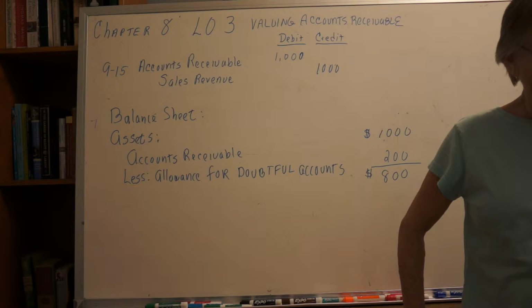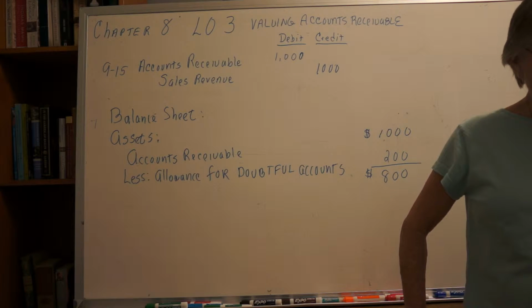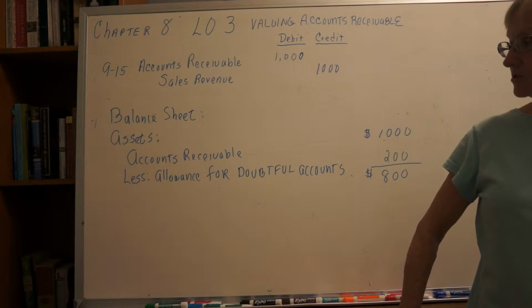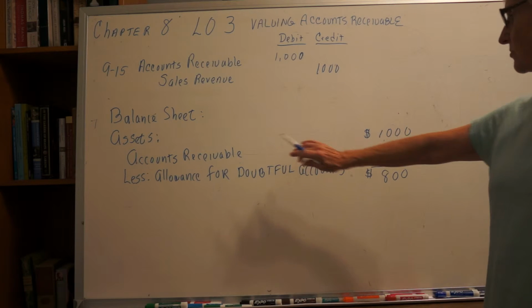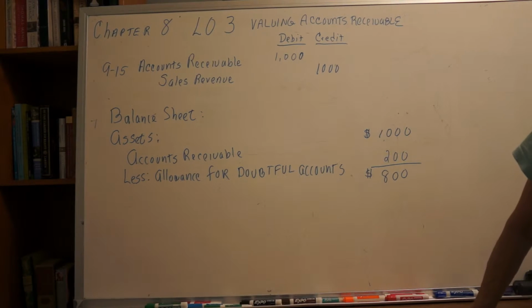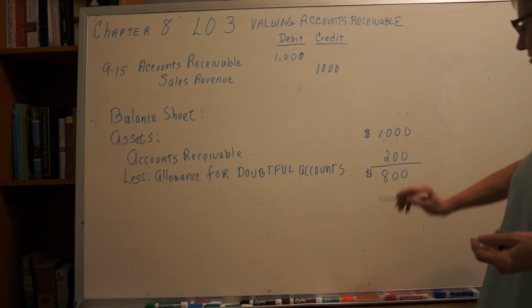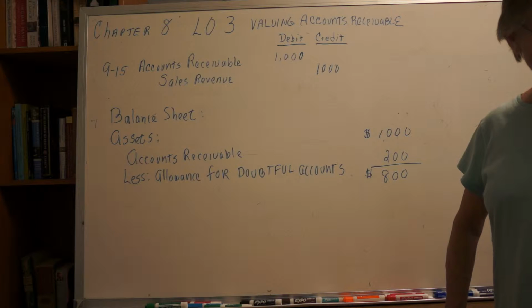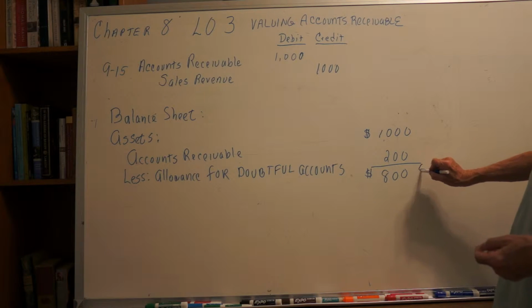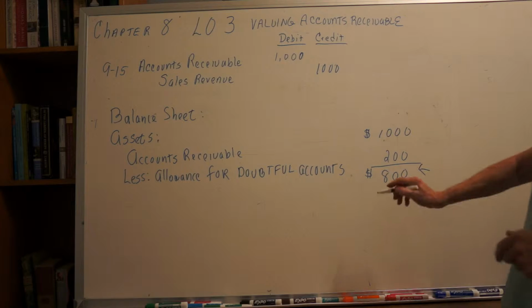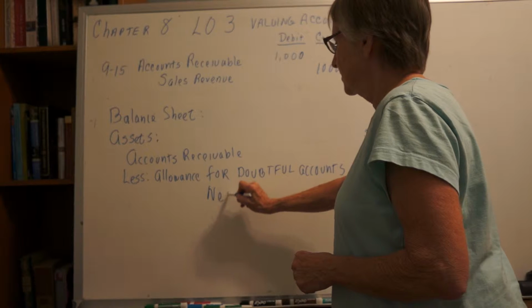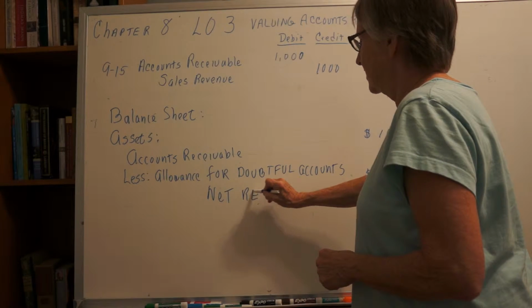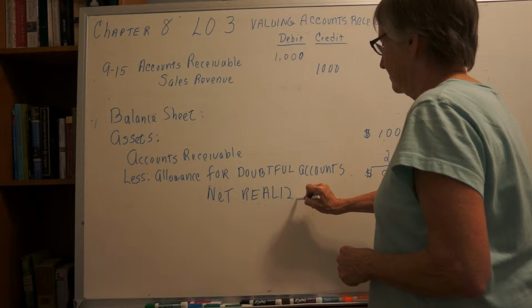That's what we actually expect to collect. So someone reading the financial statement would look at this and they could interpret what it means. It means we had sales on account of $1,000. We've got the accounts receivable of 1,000. But based on past experience, we think that 200 of that will not be collected. And so we really expect to collect 800. What we call this 800, and it wouldn't be labeled as such on the balance sheet, is the net realizable value.